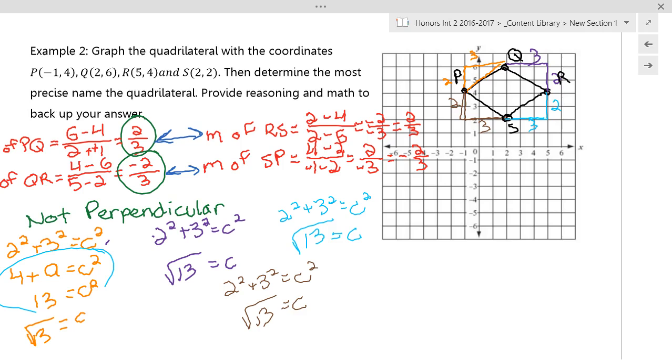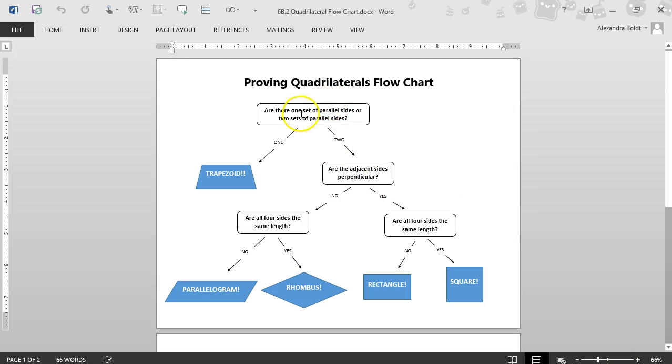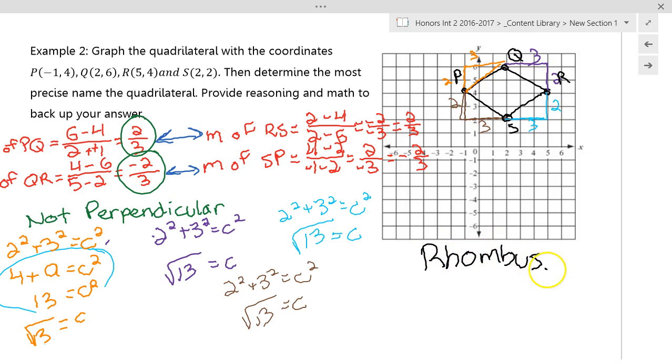Yes, they are. So when I look back at that chart, I went, there's 2 sets of parallel sides. They are not perpendicular. And then they are the same length. So that makes it a rhombus. Okay? So this shape is, through all this work, a rhombus. Yay. Okay? So it's really just following those 3 questions along. And that's all we're going to do today. I'll see you guys tomorrow.